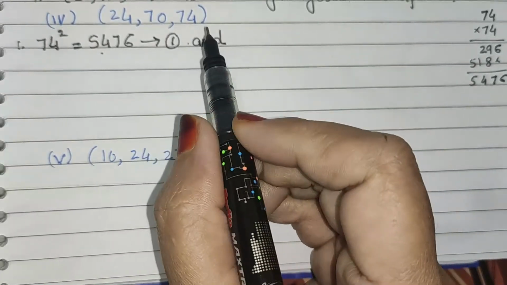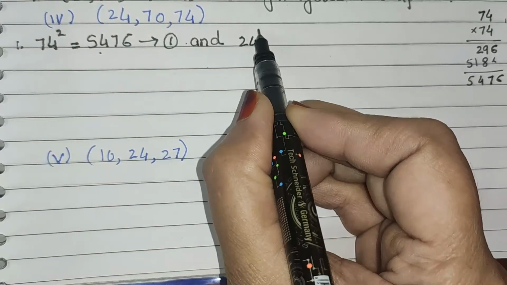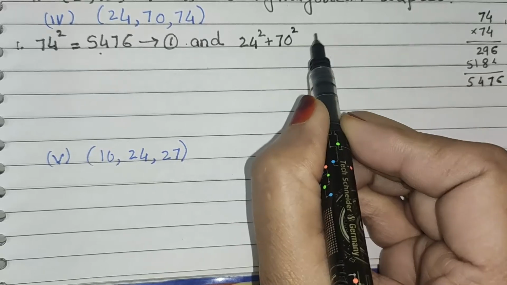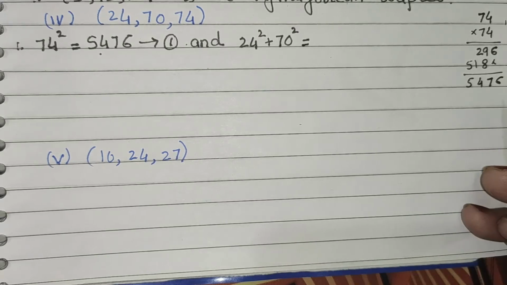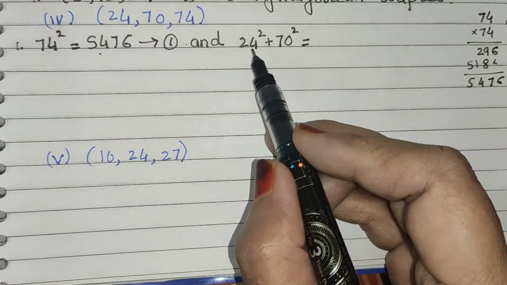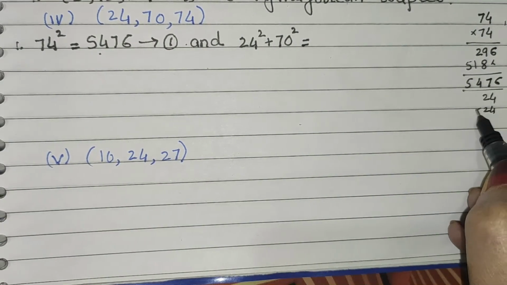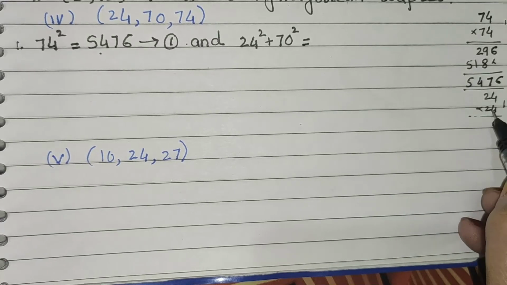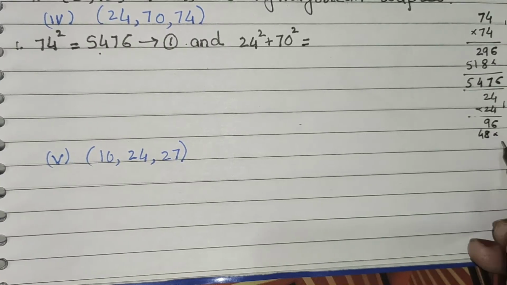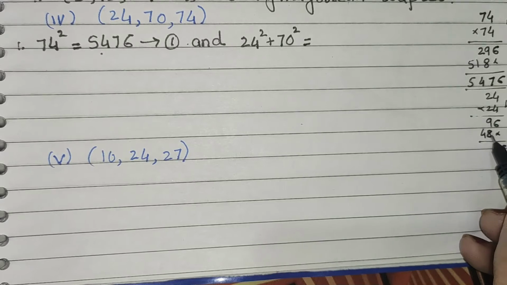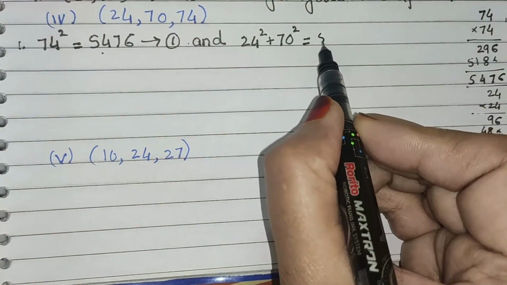And now find out the sum of squares of other two numbers. Means 24 whole square plus 70 whole square is equal to. Now multiply 24 into 24. 4 4s are 16, 6 carry 1. 4 2s are 8, 1 is 9. 2 4s are 8. 2 2s are 4. 6 8 plus 9 is 17. 7 carry 1, 5. 576 plus.